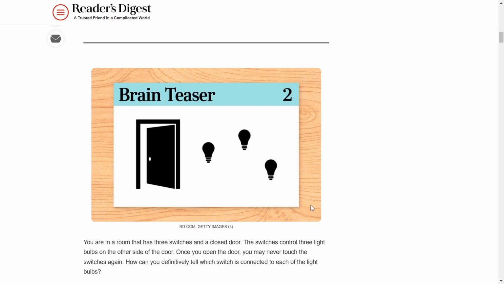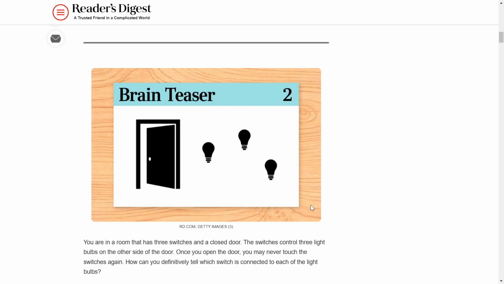So we have 3 switches, and if we press none of the switches, all of them are off. If we press, let's say we press the first switch and the third switch, we would see that one light bulb is off.